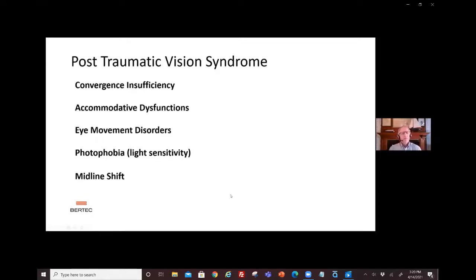Dr. Padula came up with a term that he likes to use called post-traumatic vision syndrome. And in that, many of these patients who suffer these disorders will have the combination of these things that we show here. They can't cross their eyes, they have trouble focusing, they have trouble moving them properly. They're often very sensitive to light. And they also have something called midline shift, which is, again, a topic for another day. But basically, they don't perceive things in the right place. When their eyes aren't lining up, it sends a false signal of depth perception to the brain.